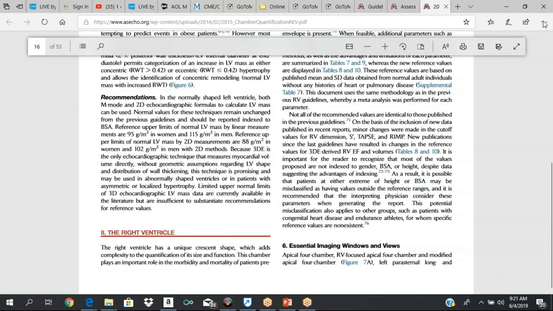So these are the most current updates on the right side, and we're looking at the right ventricle now. It has a unique crescent shape, which adds to the complexity of the quantification of its size and function. We said the right is a little bit different from the left ventricle in this respect. This chamber plays an important role in the morbidity and mortality of patients.